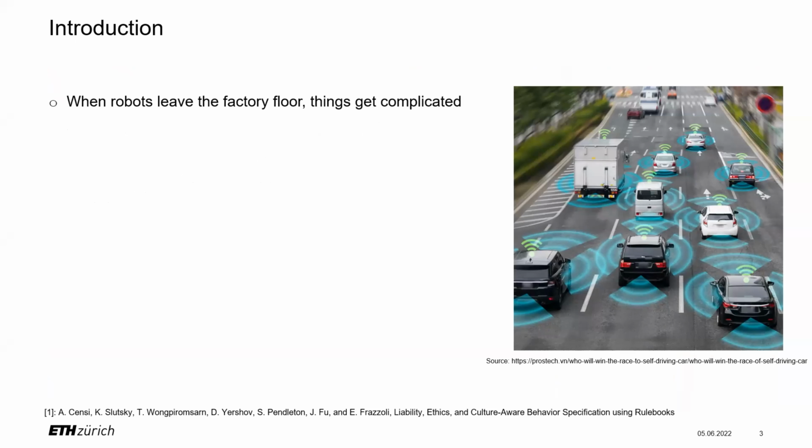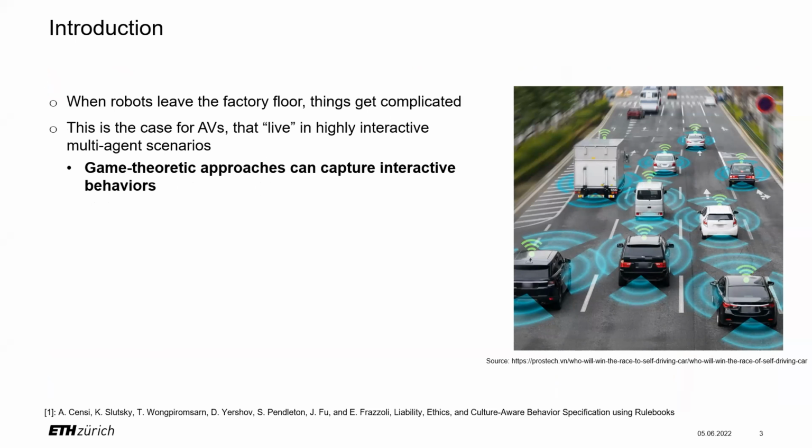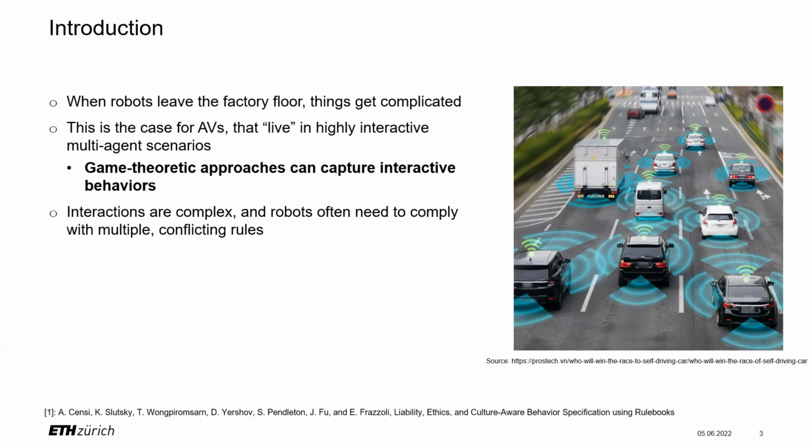As you all know, when robots leave the factory floors, things often get complicated because there are unknown scenarios, unknown intentions of other vehicles, and so on. And this is the case for autonomous vehicles that live in highly interactive and also multi-agent scenarios. And one suitable approach which can capture such interactivity naturally is game-theoretic approaches.